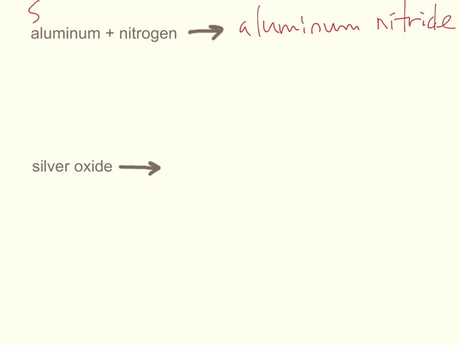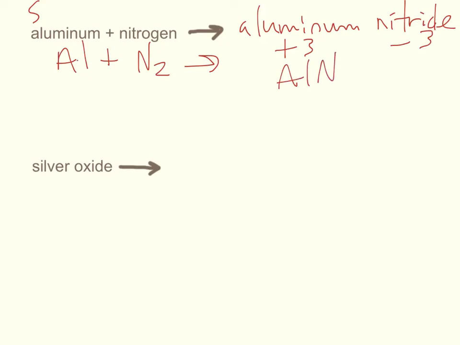So let's write this out in formula form. Aluminum by itself is just Al, and then nitrogen. Remember, nitrogen is part of the Brinkelhoff, so it's N2, and then aluminum nitride. That's going to be an ionic compound, so let's check our charges. Aluminum is a +3. Nitrogen is -3. That actually works out, so we get AlN, and that's it. Simple as that.